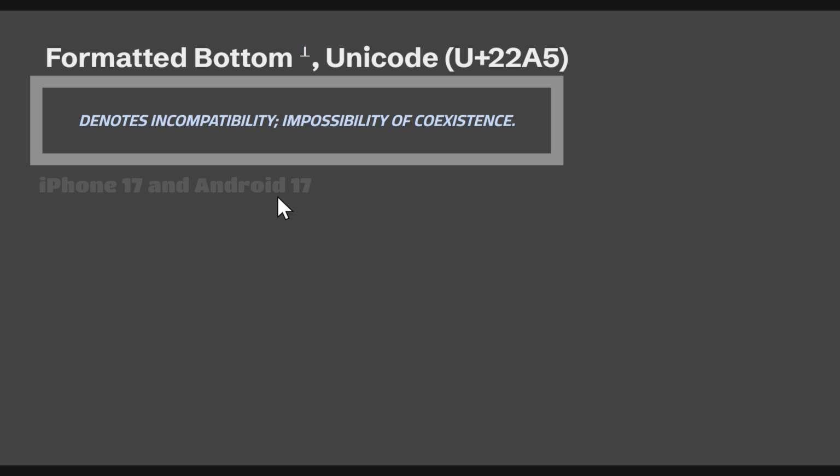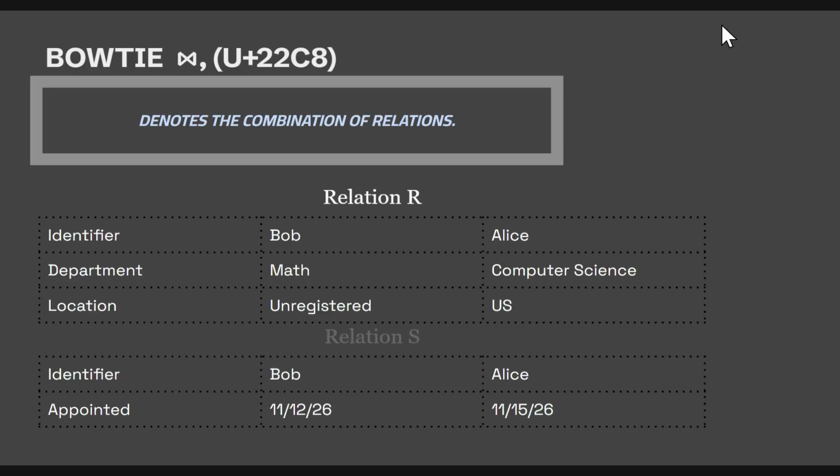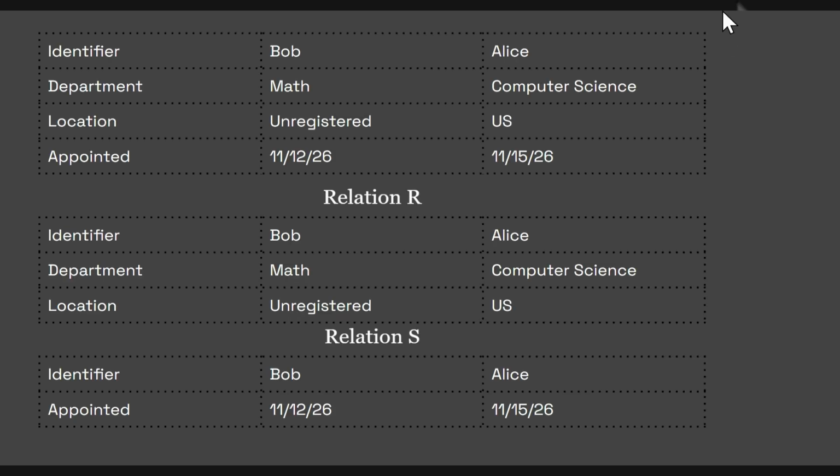Superscript of Latin denotes incompatibility, the impossibility of coexistence between two items. For example, iPhone 17 cannot run on the operating system Android 17. Bowtie denotes natural join. For example, the two relations in the tables have been changed. The identifier has stayed the same and the department has also stayed the same. The appointed row has been added, and the identifier in relation S has not been added as it would be a duplicate, and the formula contains union.